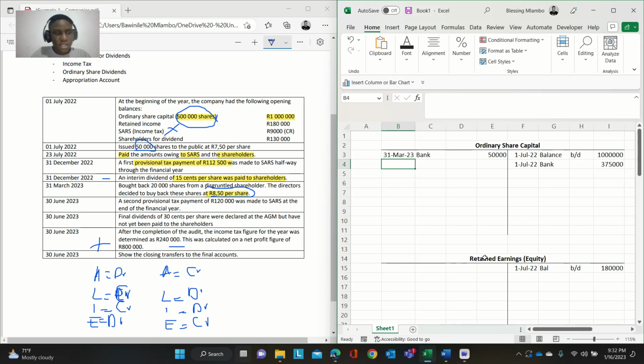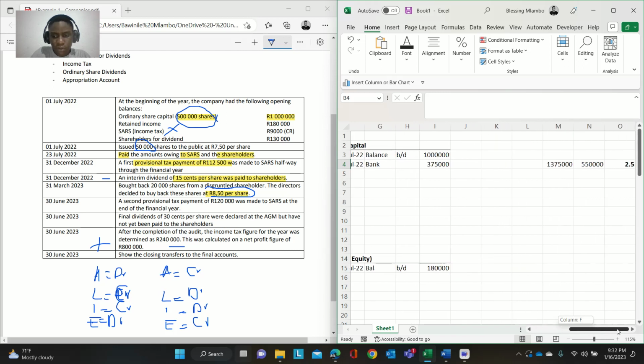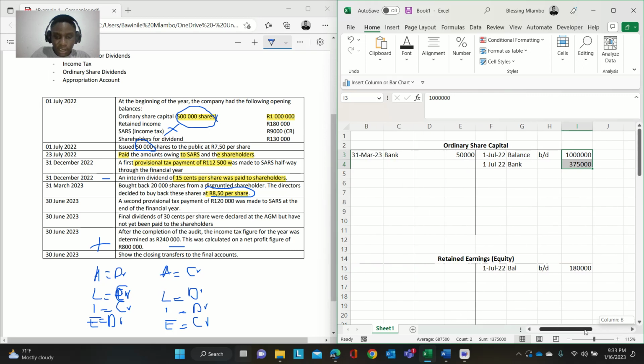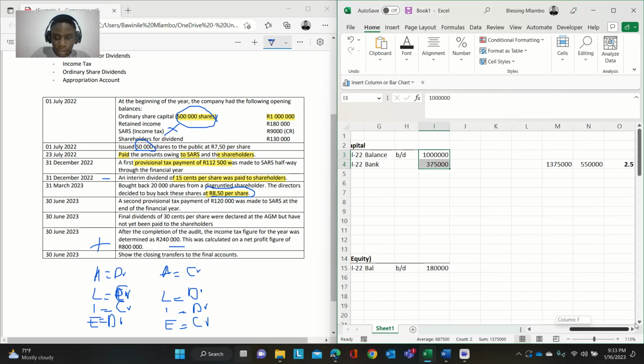Now you may be asking yourself, okay, Blessing, if we only decrease the ordinary share capital with the average share price, which is found by adding the value of the opening balance plus the value of any shares issued during the year and dividing by the number of shares in issue at the buyback date, what about the remaining balance, right? From 250 to 850, which is, let's just calculate it here.